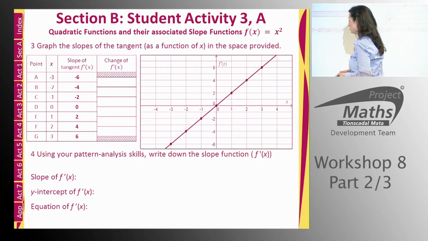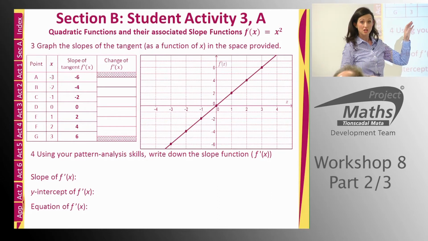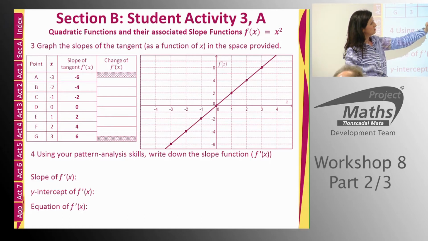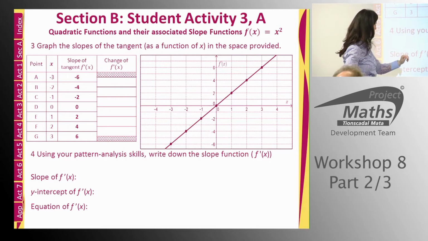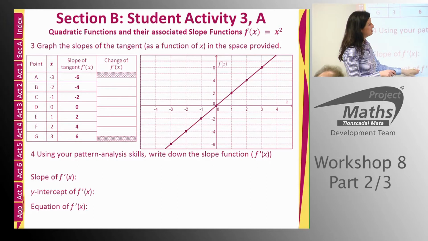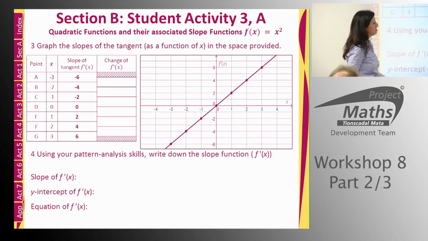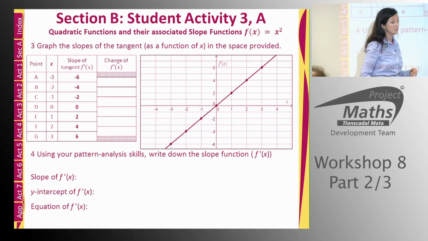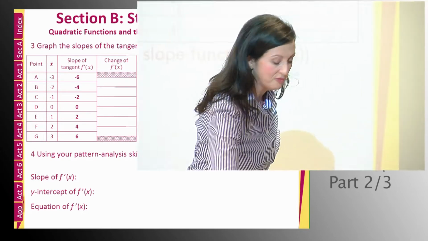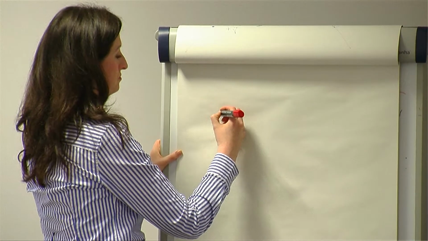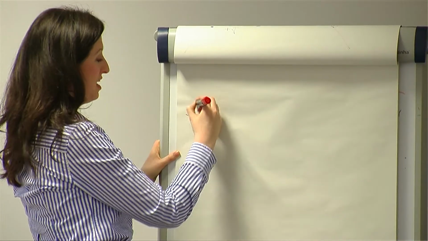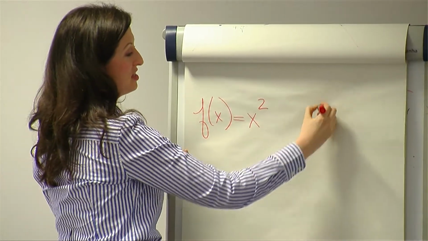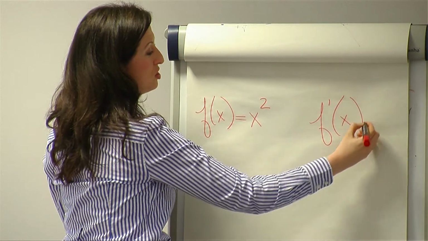And using our patterns from Junior Cert, how we figure out the name of that line is, the slope of my function is 2. Perfect. Rise over run, we can see it's 2. My y-intercept is 0. So the equation of this particular function is y equals 2x. Absolutely. So my slope function is 2x. So what did I start with? I started with the function x squared. And I can see that my slope function is 2x.